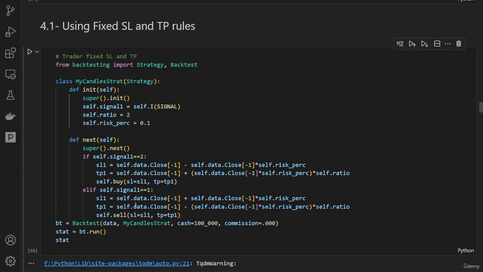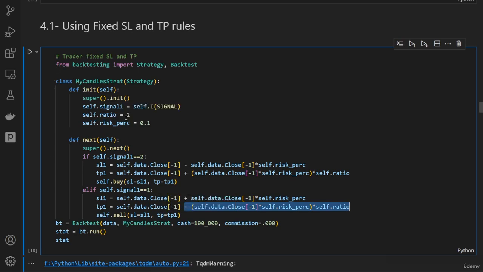And the same thing in the opposite direction is for the signal equal to 1. So it's a bearish signal, we are selling, and this is why the stop loss is above the current closing price. So it's equal to the current closing price plus the closing price times a certain percentage, the risk percentage. And the take profit is below, so it's the closing price of the current candle minus the distance of the stop loss times the ratio, so times 2. And that's it, basically. This is all we have to do to start our backtesting.